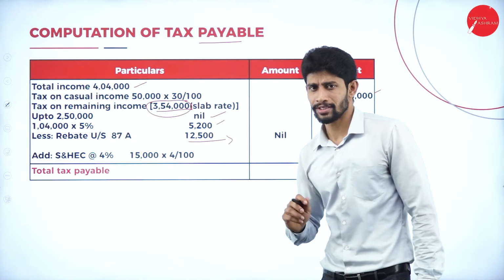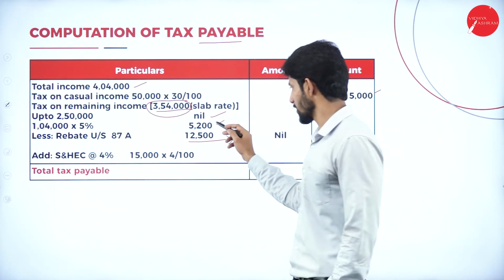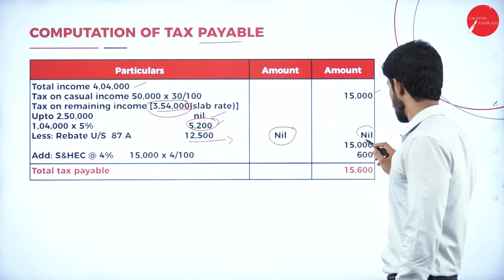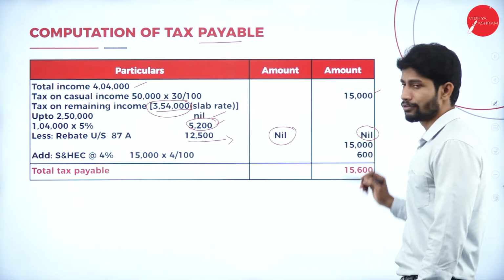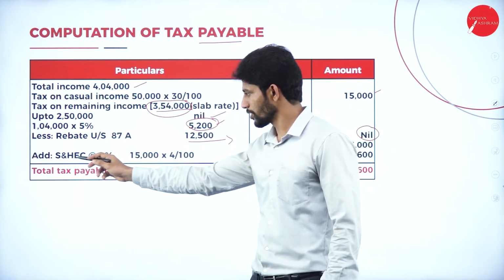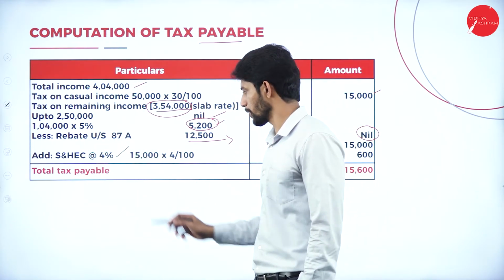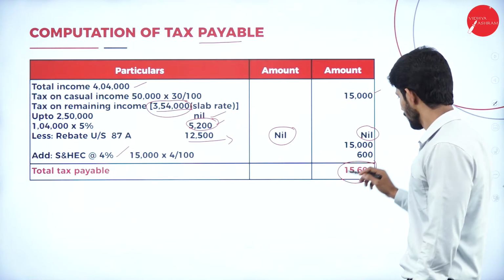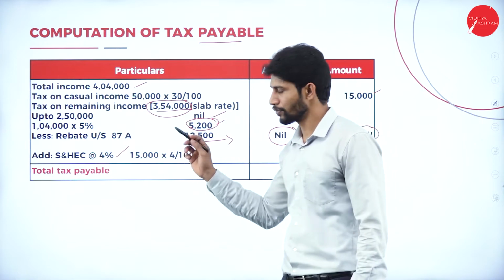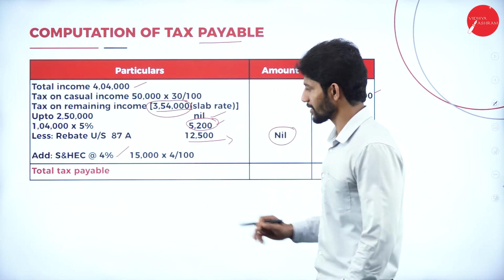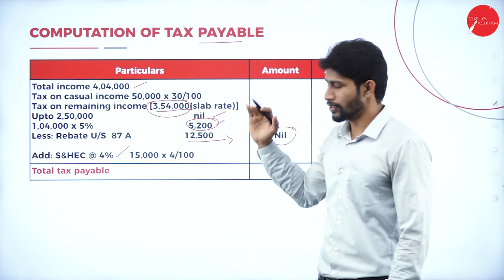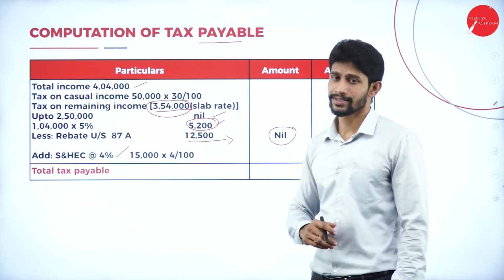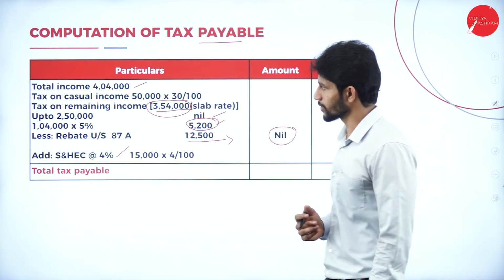So now the rebate is more than the tax payable under slab rate. So that is why it is nil. So now here outer column, you will get 15,000. On 15,000, compute the secondary and higher education cess of 4%. You will get 600. So total, you will get 15,600. So 15,600 is what? Total tax payable. So this is how we are supposed to compute the total income as well as the tax payable. So moving on to the next problem.